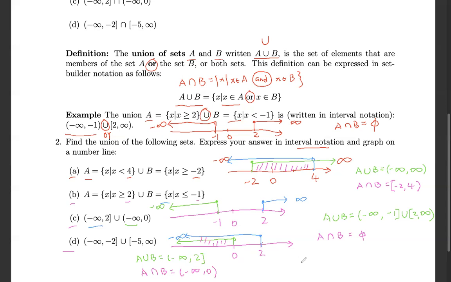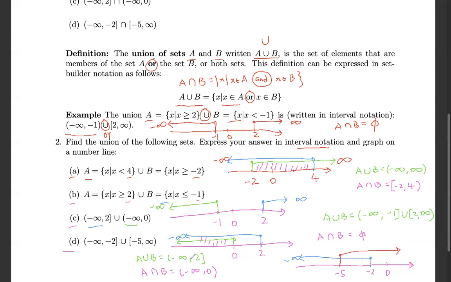All right, last one, D. We need -2 and -5. So this is 0, this is -2, this is -5. Negative infinity is here, up to -2, including -2, solid. Then from -5, including -5, solid, up to positive infinity.